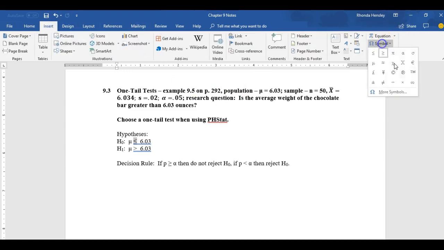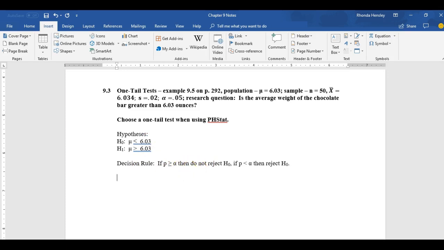Insert symbol, less than or equal to 6.03 ounces. Maybe it was there anyway, I can't tell. Anyway, we're going to use PHStat.